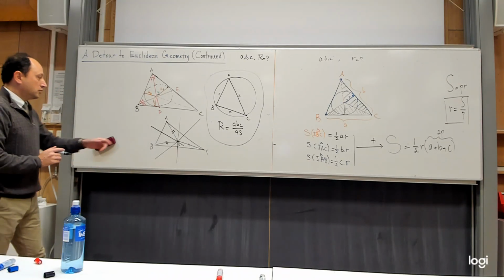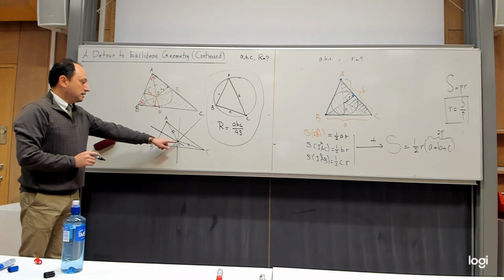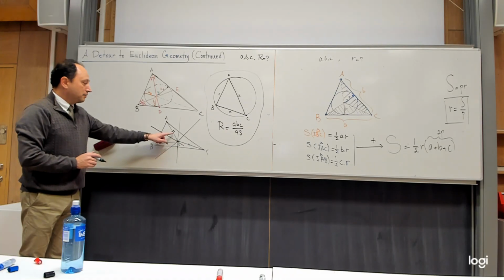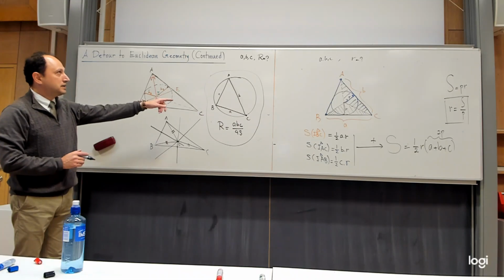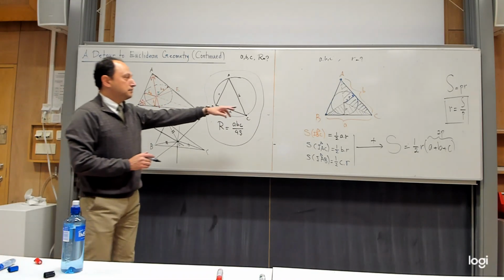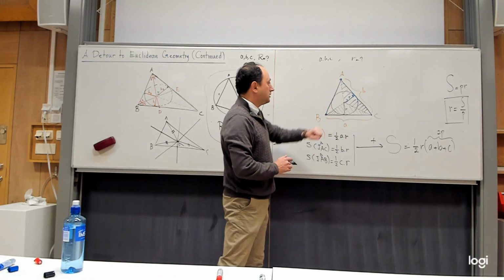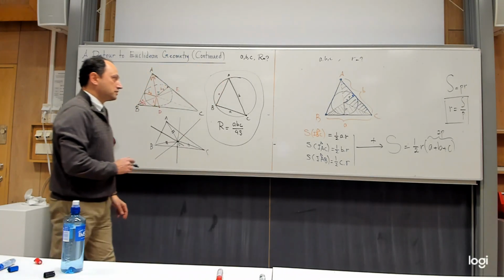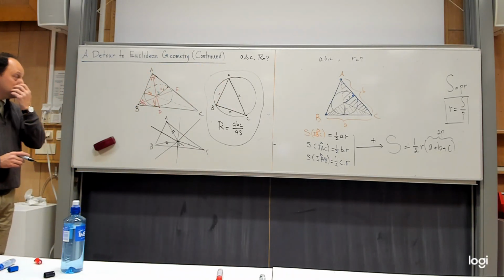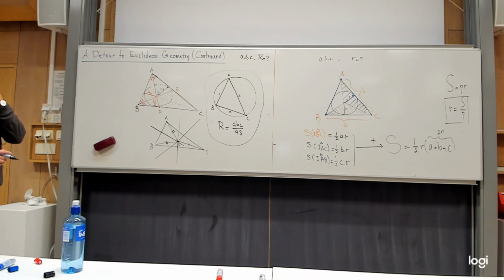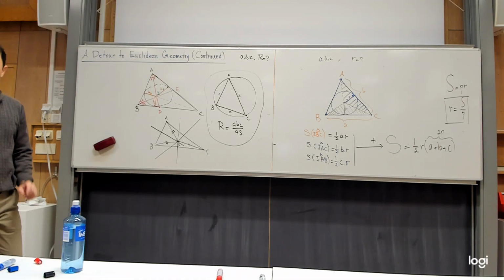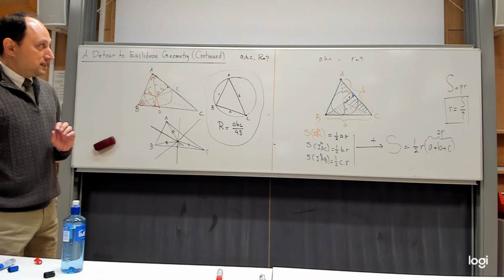Yes? So, the point of concurrency of perpendicular bisectors is the center of the circumscribed circle, and this point is the center of the inscribed circle. So these things I want you to know. Yes, we have a little bit of time. Let me just finish this statement.